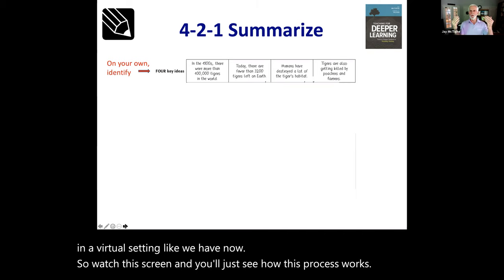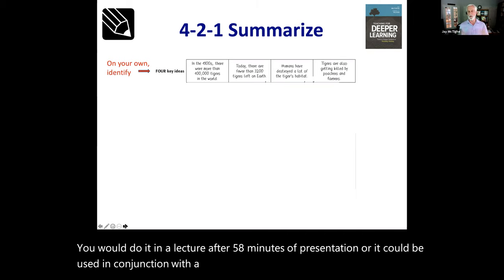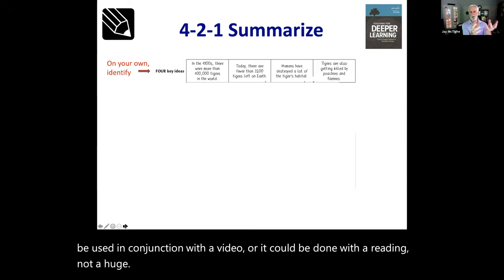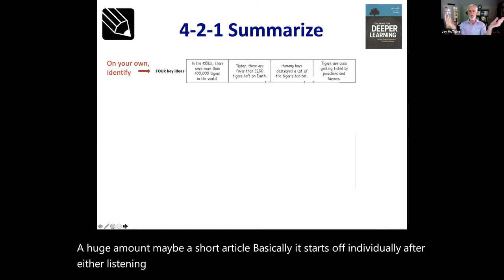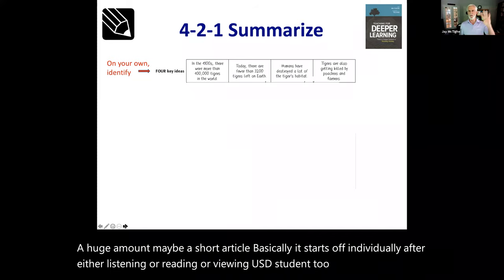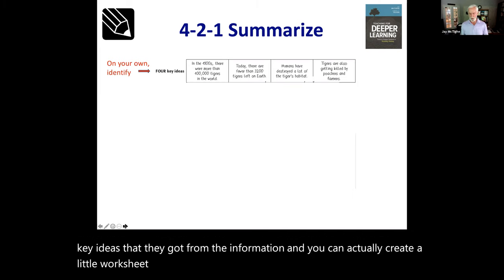You would do it in a lecture after 5-8 minutes of presentation, or it could be used in conjunction with a video, or it could be done with a reading, not a huge amount, maybe a short article. Basically, it starts off individually after either listening or reading or viewing. You ask the student to summarize 4 key ideas that they got from the information. And you can actually create a little worksheet if you're in person, or they could do it on a Google slide, for example.